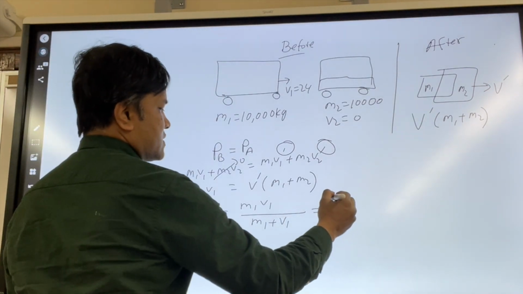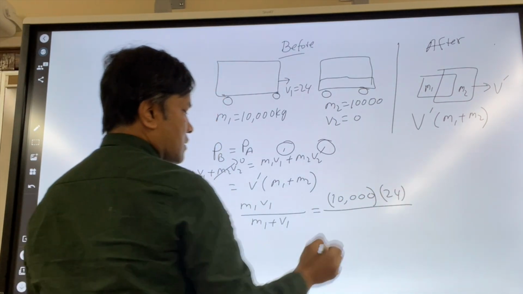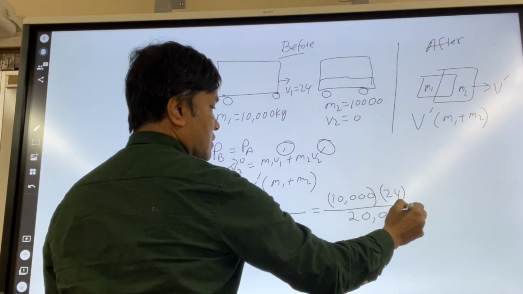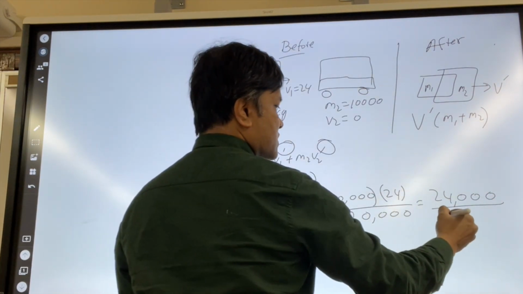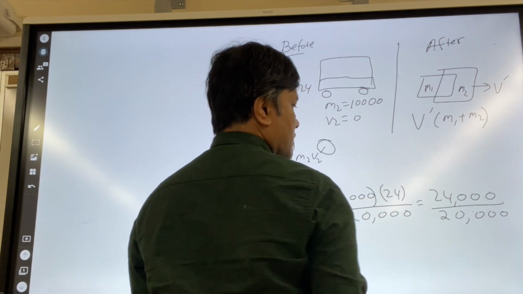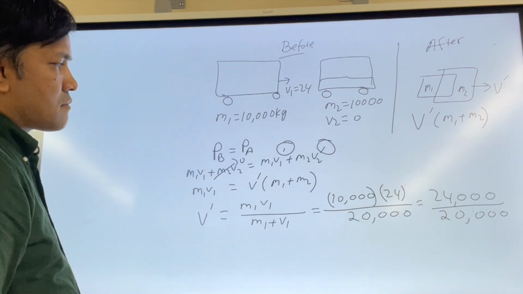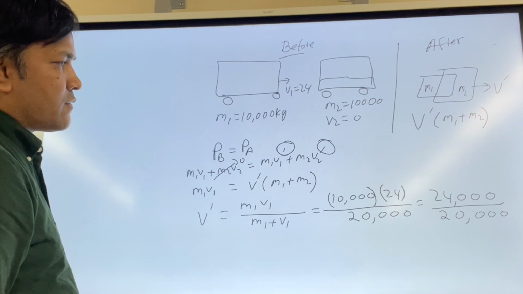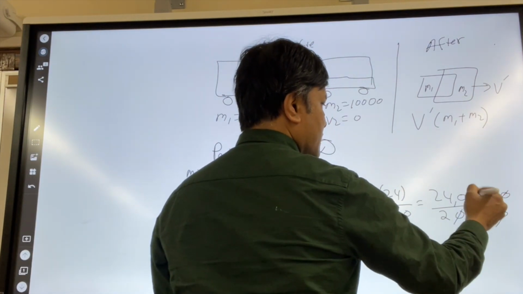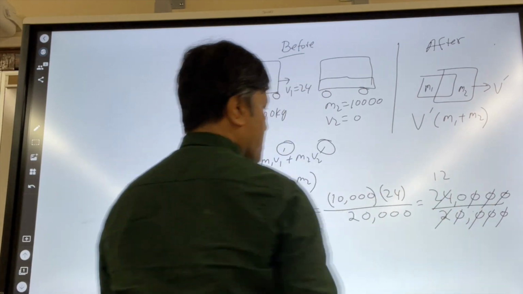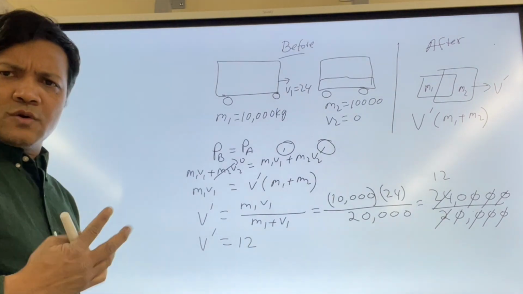So M1 is 10,000 times 24, so 240,000, and 20,000 times V. Dividing 240,000 by 20,000 goes to 24, 12. So the velocity final will be 12. Show that the momentum is conserved.